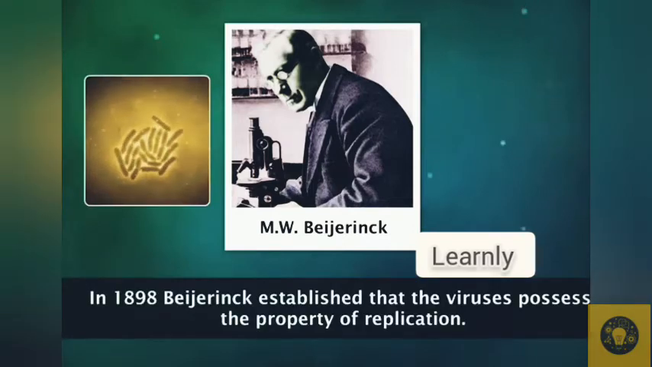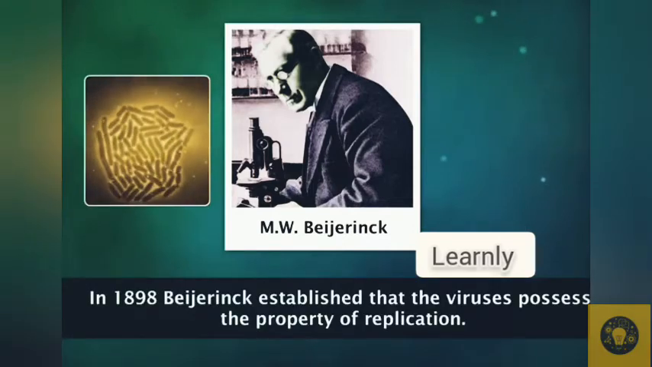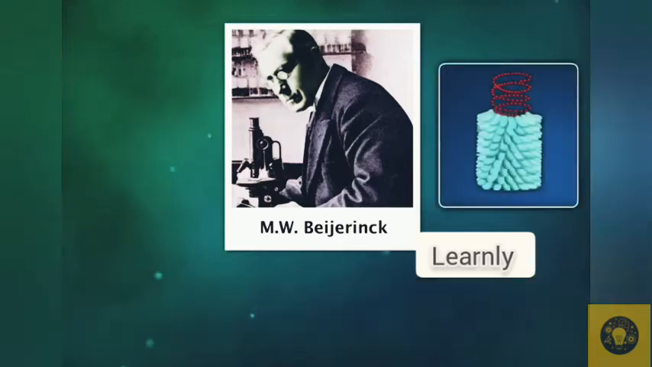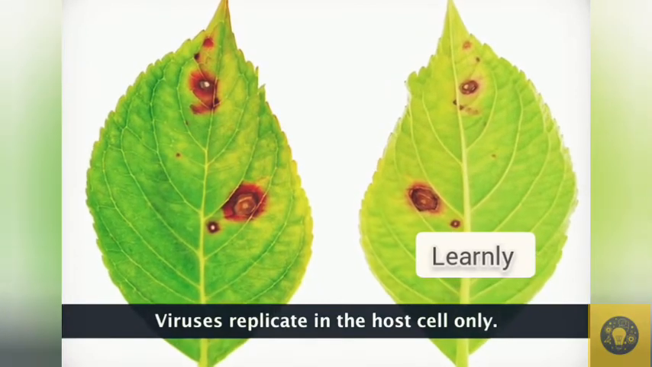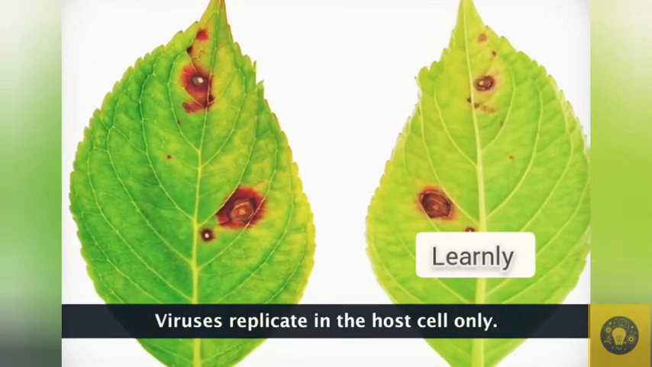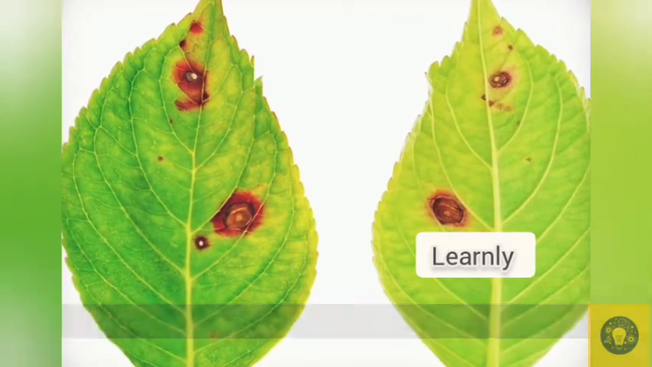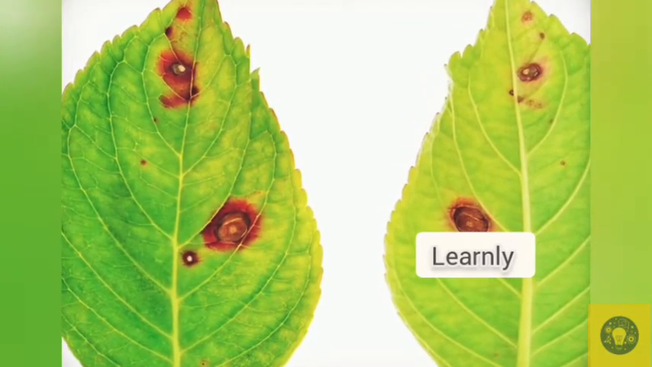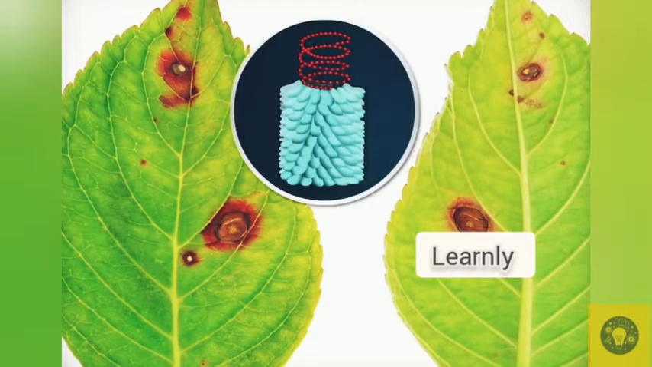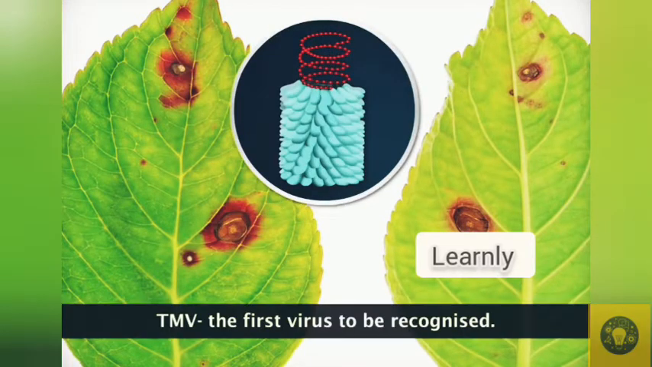He also established that the viruses possess the property of replication, common to all living things. He showed that unlike bacteria, which can reproduce independently, this life form could reproduce only by infecting tobacco leaves. This mysterious life form became known as tobacco mosaic virus, or TMV, the first virus to be recognized.